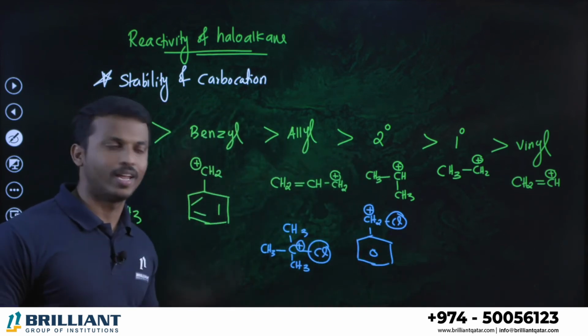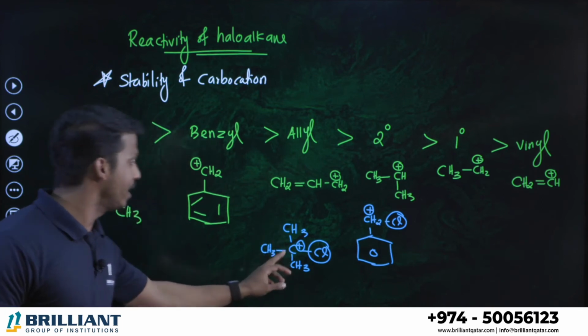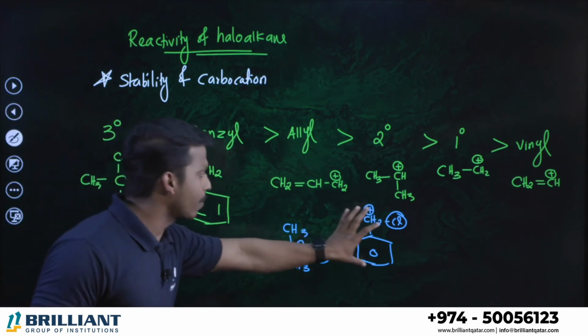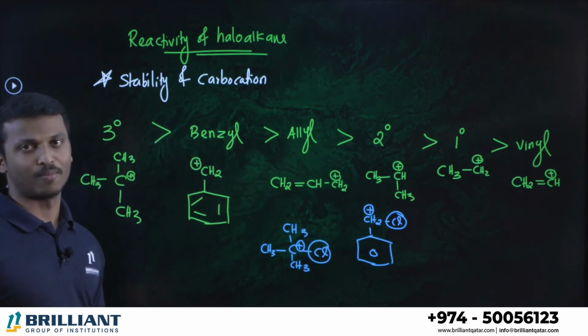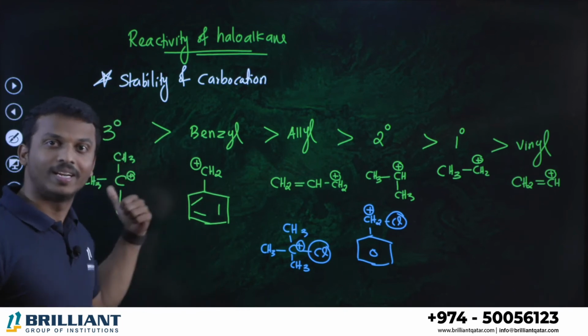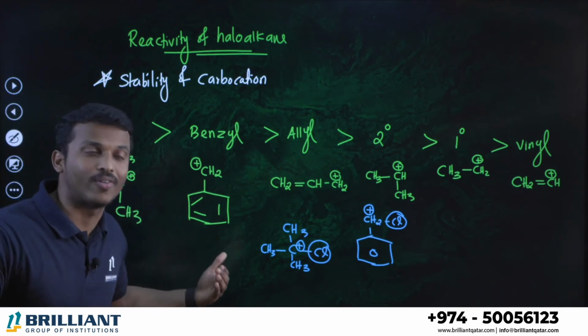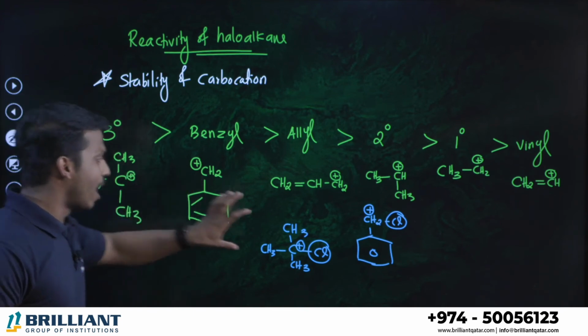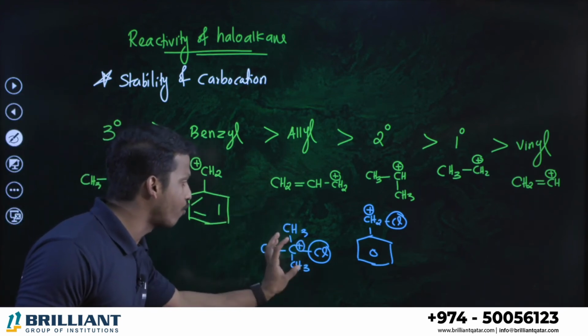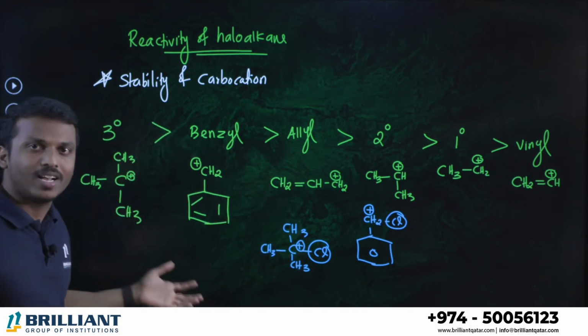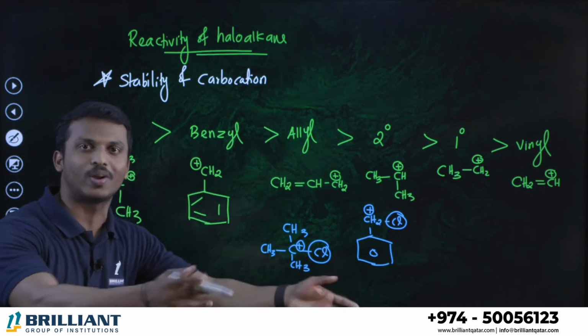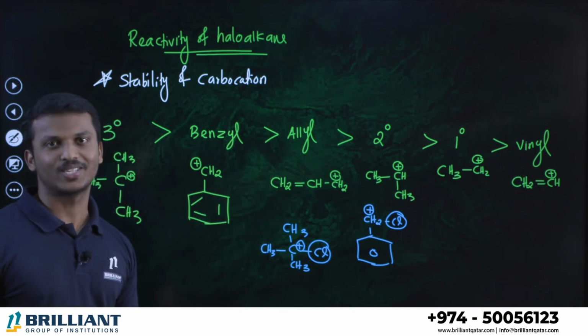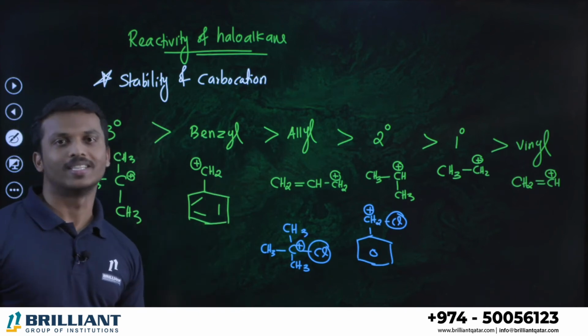Now you identify which carbocation this is. It is tertiary. Which carbocation is this? Benzyl carbocation. Which is more stable? Tertiary. So who can undergo the reaction faster? This one, because after leaving this chlorine, it forms a more stable compound. So it is ready to leave the chlorine and ready to undergo the reaction faster. Understood? So this is the way you have to answer the question.